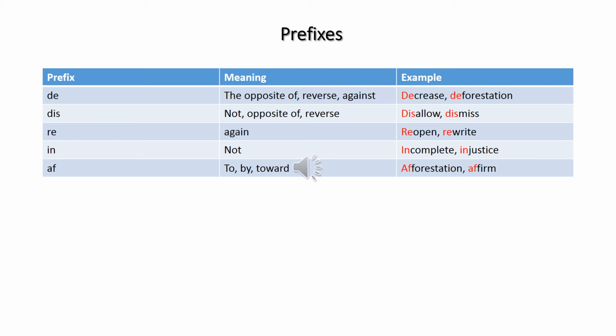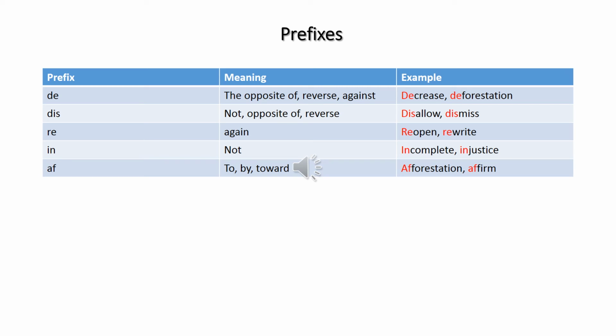And as we said, with a prefix, we add a few letters at the beginning of the word. We add here de, or dis, or re, or in, or af at the beginning of the word, not at the end, because it is not a suffix, it's a prefix.